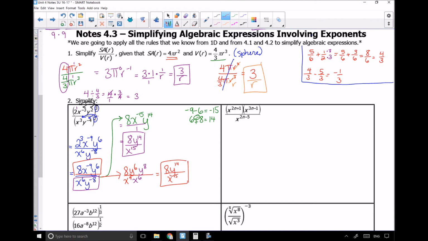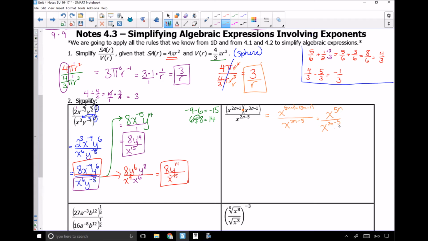All right, in our next example, this one's a little bit different. So here it's multiplication, and since it's multiplication, I need to add my exponents. So when I add my exponents here, this would become x to the power of 2n plus 1 plus 3n minus 1 all over x to the power of 2n minus 5. Okay, so I end up getting x to the power of, well, 2n plus 3n is 5n, and 1 plus -1 cancels out, so I just get 5n in my numerator, okay, all over x to the power of 2n minus 5.